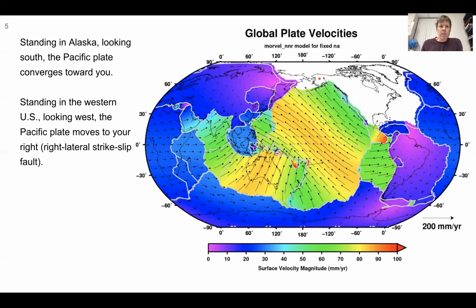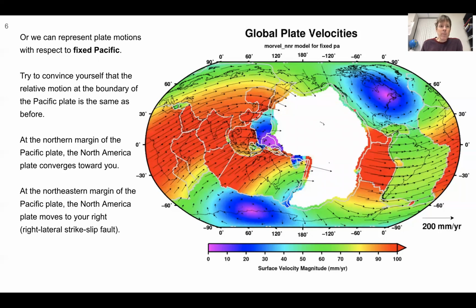Standing in Alaska, looking south, the Pacific plate converges toward you. This is the subduction zone here. Standing in the western US, down here, looking west, the Pacific plate moves to your right. And as we know, this San Andreas fault here is a right lateral strike slip fault. So this sort of reference frame and picture is consistent with our understanding of the motion along the subduction zone and, say, the Queen Charlotte Fairweather transform fault or the San Andreas fault here.